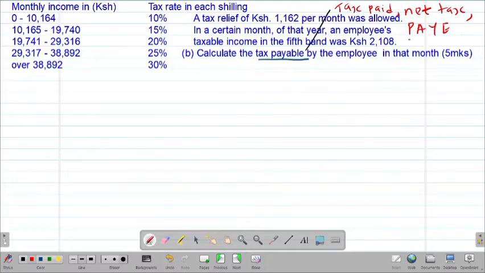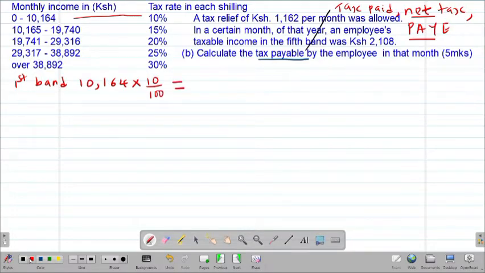But we know that you cannot get the PAYE or the net tax without getting the gross tax. Therefore, our first step is to compute the gross tax. To get the gross tax, you're going to perform the taxation. So the first band, the taxable income was 10,164. Then you're going to multiply with the tax rate in the first band, which is 10%. So multiply by 10 over 100.